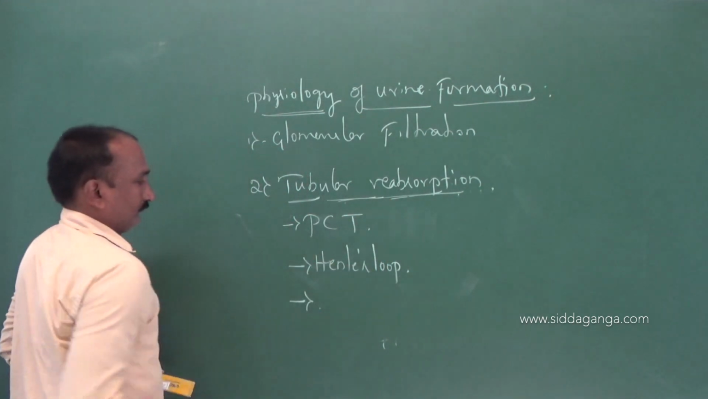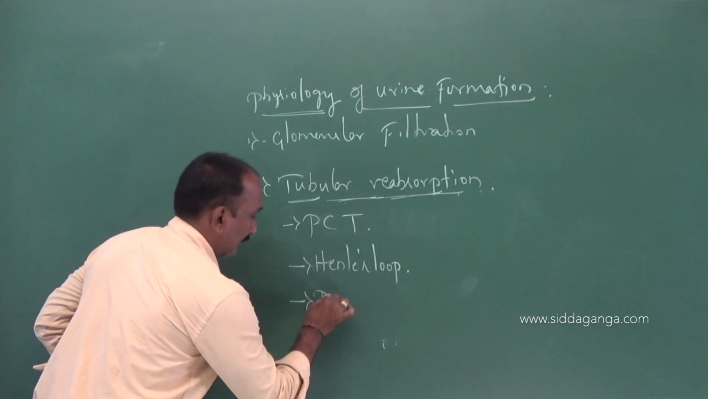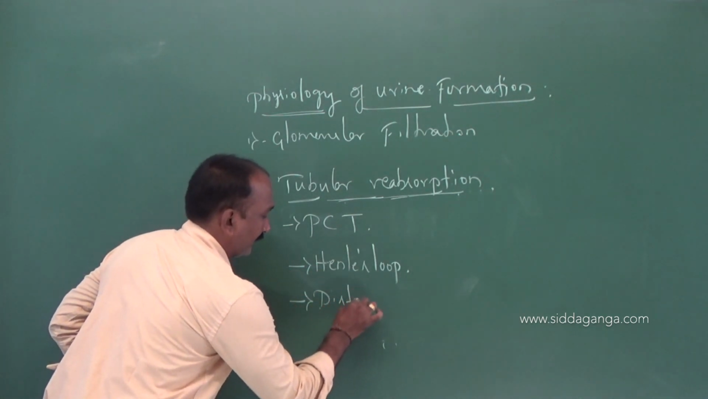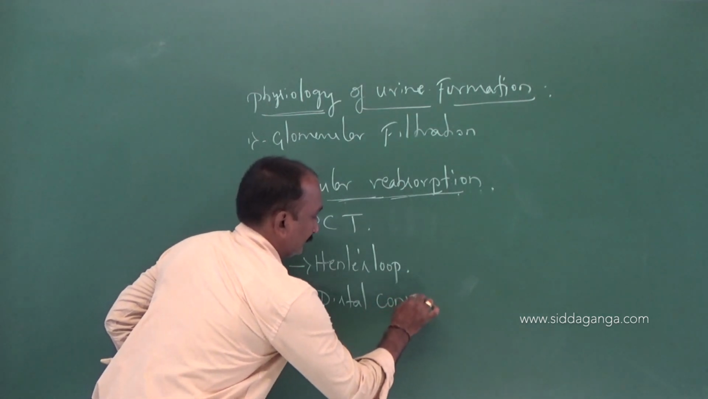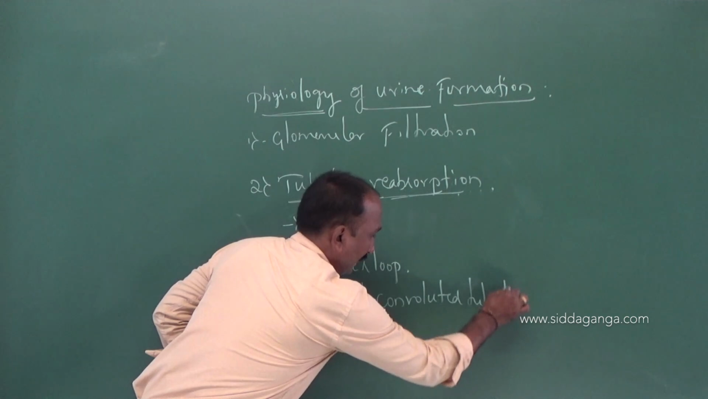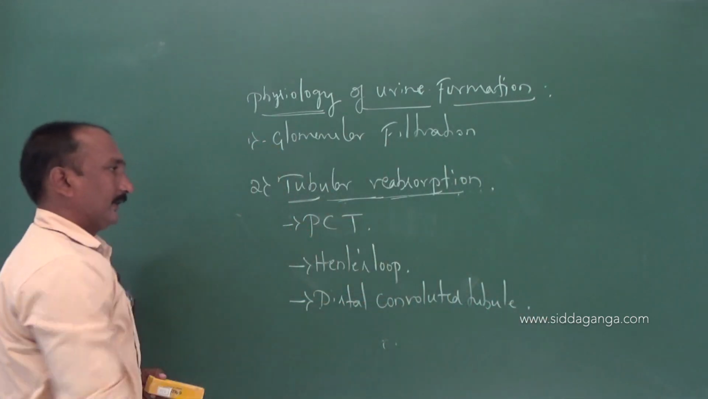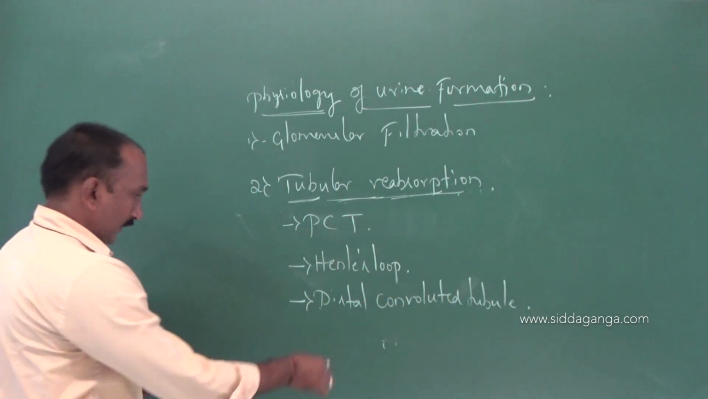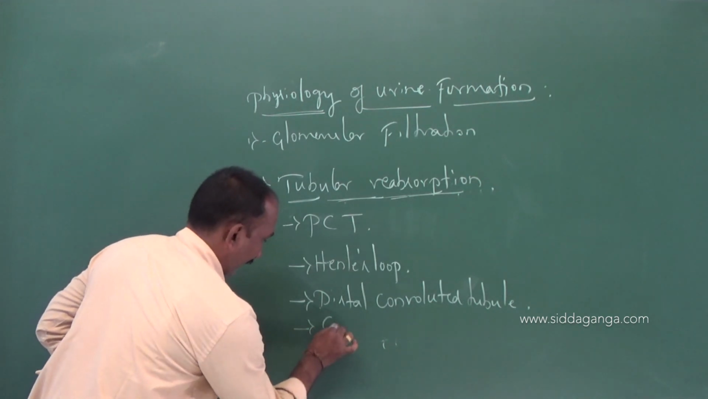Then the distal convoluted tubule, they are the part involved in the reabsorption, and another one, the collecting duct.